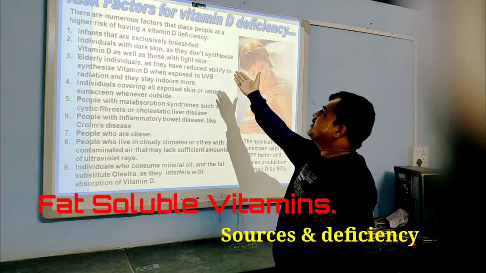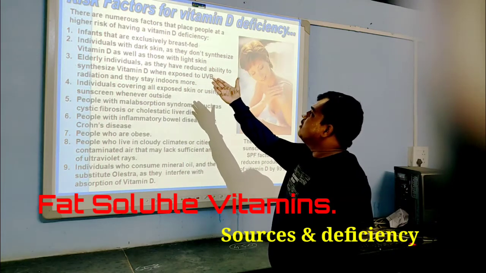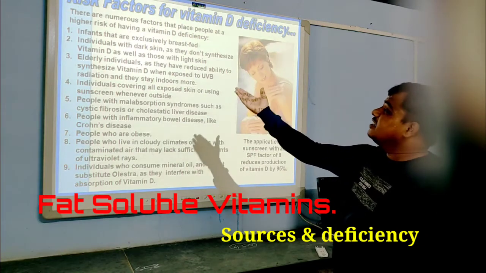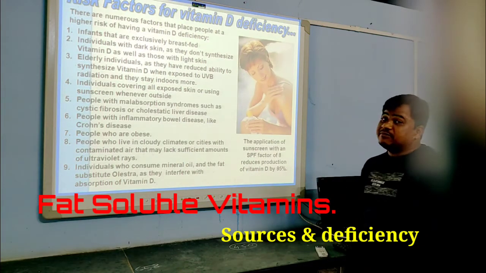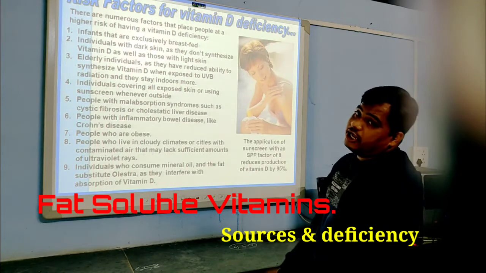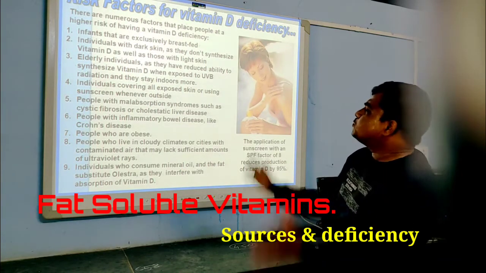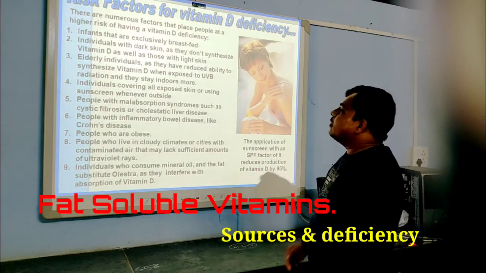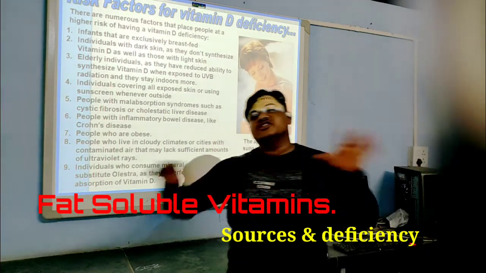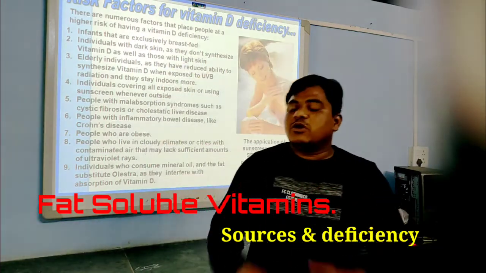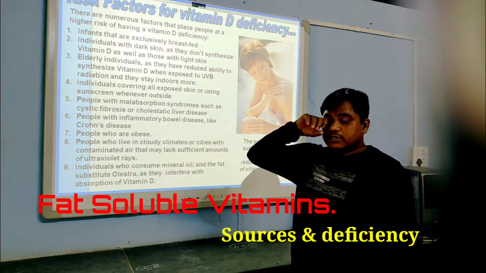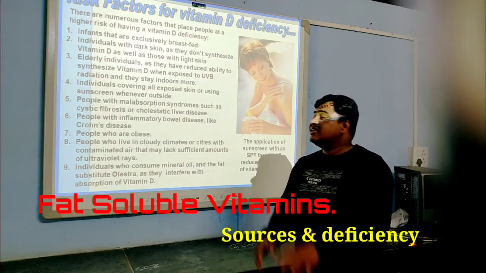Infants that are exclusively breastfed. Okay, then individuals with dark skin, as they don't synthesize vitamin D as well as those with light skin. Then the elderly individuals, as they have reduced ability to synthesize vitamin D when exposed to ultraviolet B radiation and they stay indoors more. Then the individuals covering all exposed skin or using sunscreen whenever outside. We have the fashion of using a number of lotions on our body when we go outside. So it is very harmful if we continuously use these types of lotions on your skin.